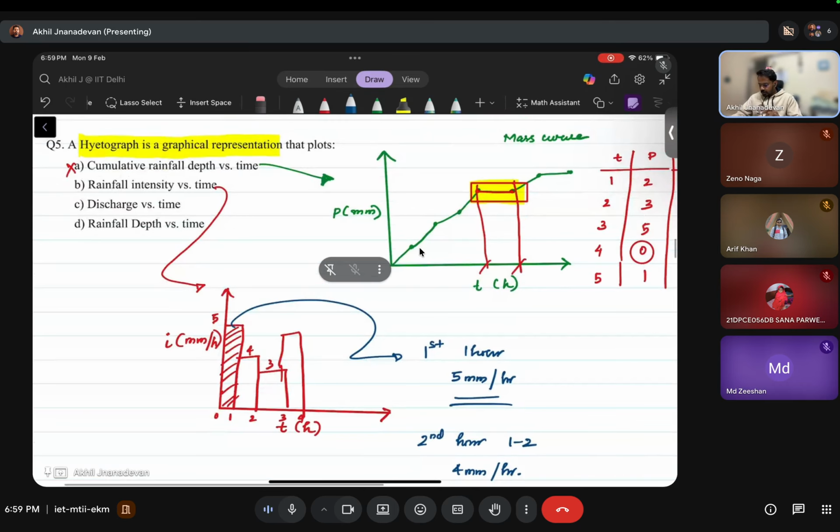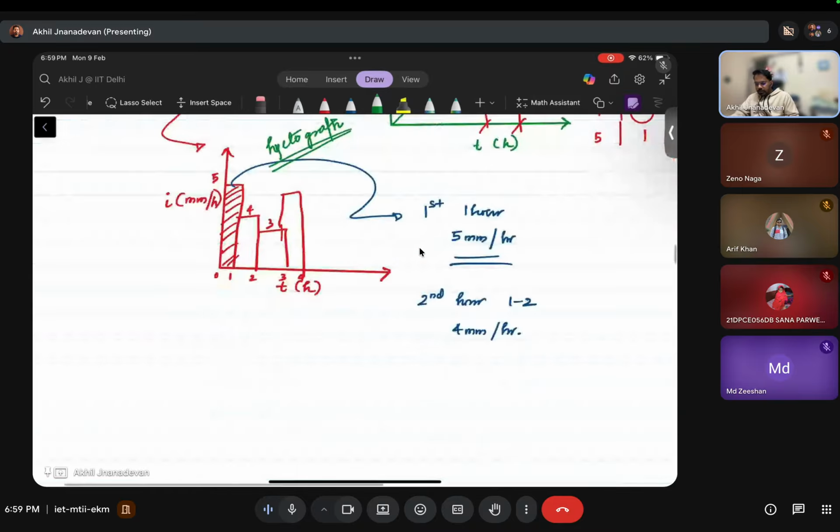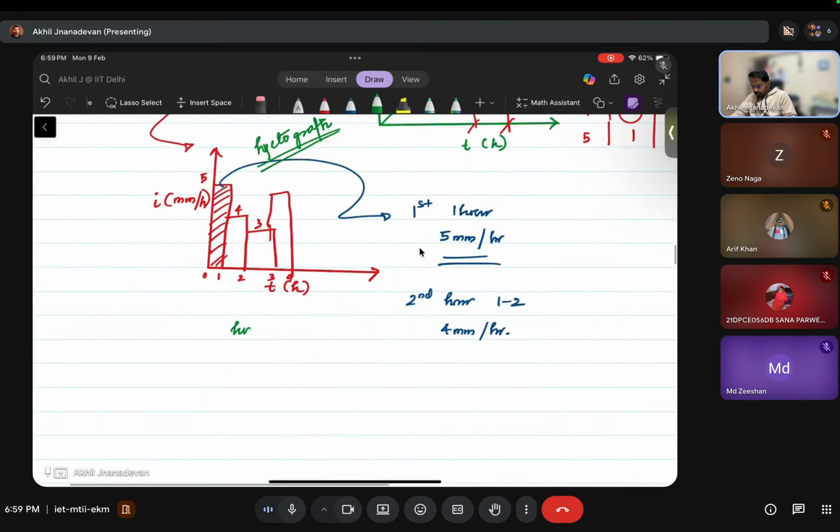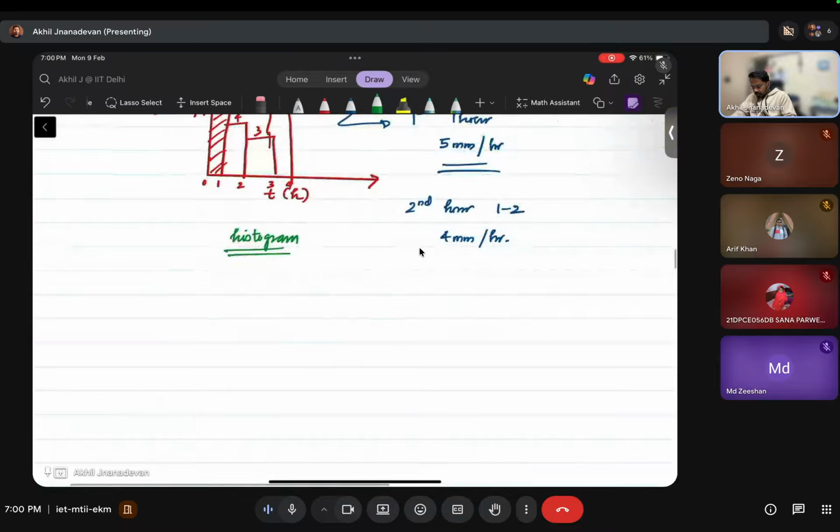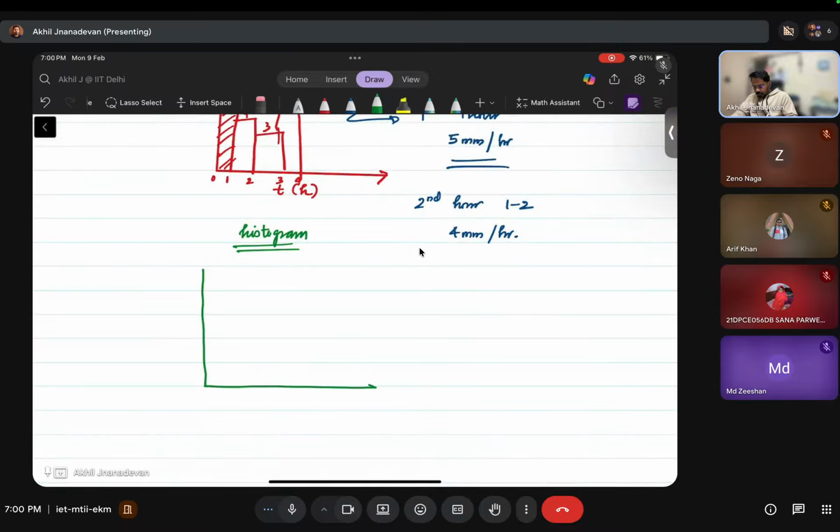So you shouldn't get confused by this. This is the right answer. This is called a hydrograph. You shouldn't get confused between this and a histogram. A histogram is nothing but a bar chart, right? It is not a term defined for rainfall alone. It is a general term, and we can plot any data using a histogram. Histograms are similar to a bar chart, the only difference being that we plot continuous data.